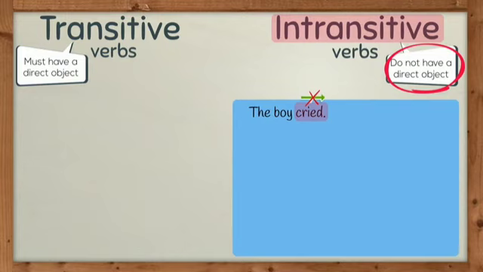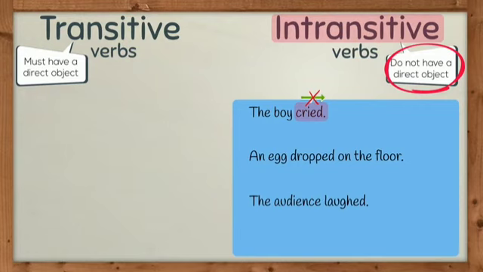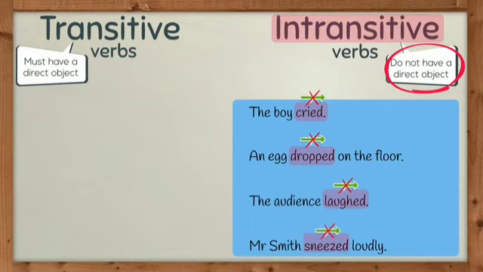Here are some more examples. An egg dropped on the floor. The audience laughed. Mr. Smith sneezed loudly. In these sentences, there is no direct object. The action is not passed on. These verbs are intransitive.